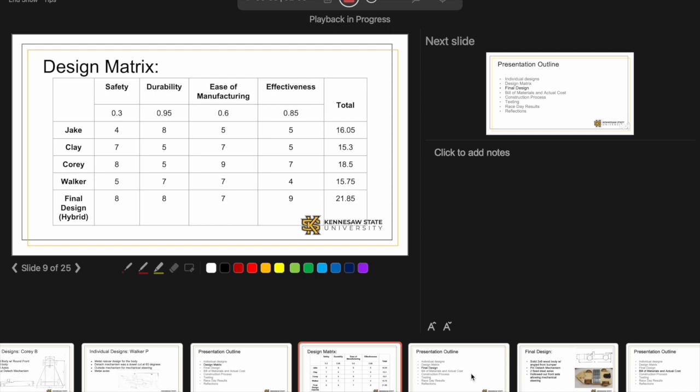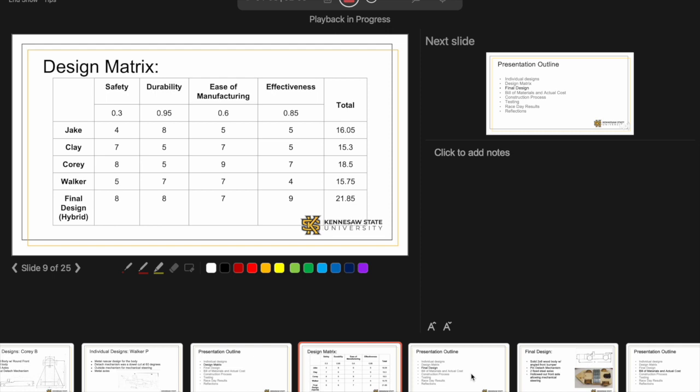But as we can see in the final design that we came up with, 8 came from Corey's, the other 8 came from Jake's design, the 7 was a tie between me and Clay, and overall was the effectiveness. And as you see, the highest one out of all of them is our hybrid design, which is 21.85. But yeah, this was really cool to do, to say, okay, what are we prioritizing in this case? I think our hybrid design really worked out for us in the long run, I believe at least. But yeah, very cool.